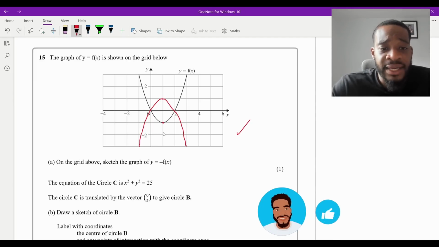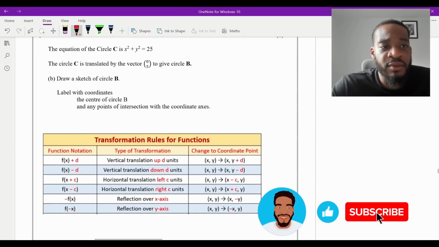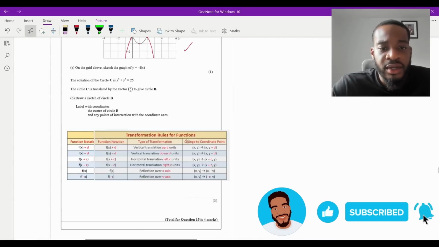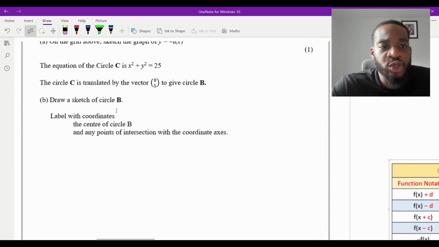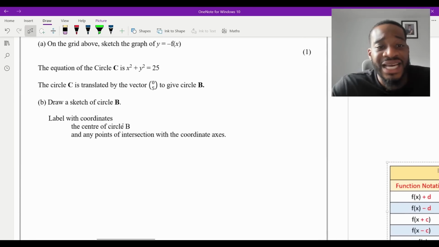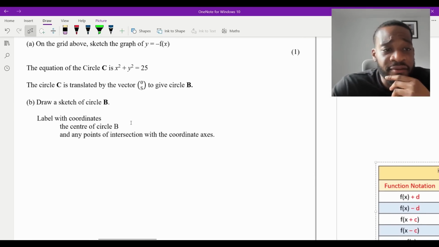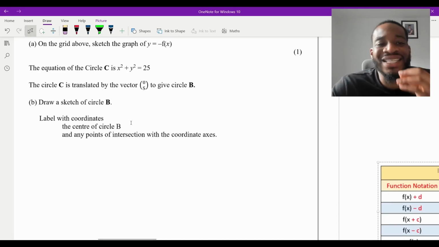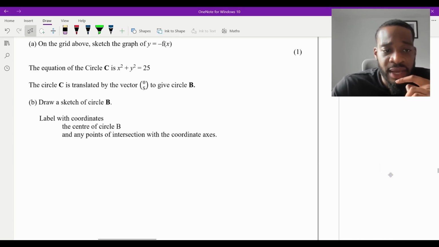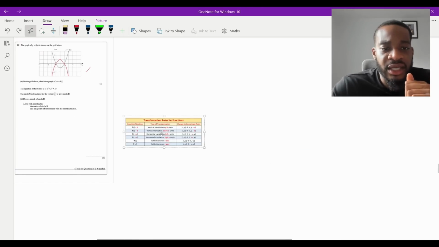Now part B. Let's read it. Let me move this out of the way as well. Okay, so it says the equation of the circle is x squared plus y squared is equal to 25, right? The circle C is translated by the vector 0, 5 to give circle B. Draw a sketch of the circle B, right? Label with coordinates the center of circle B and any points of intersection with the coordinate axes. Do you know what I'm going to do? Let me bring that back actually because I'm going to need that later.